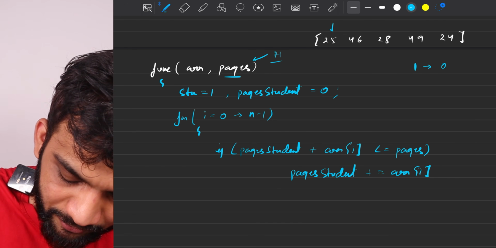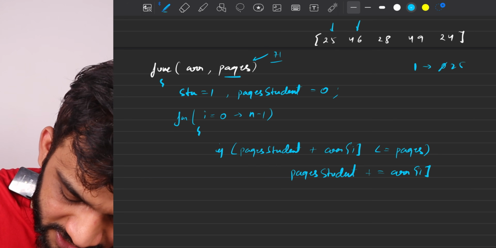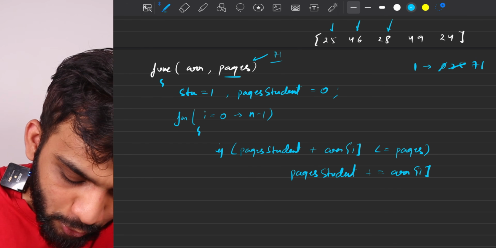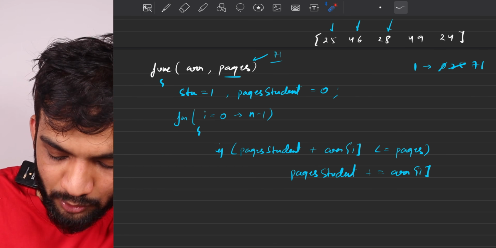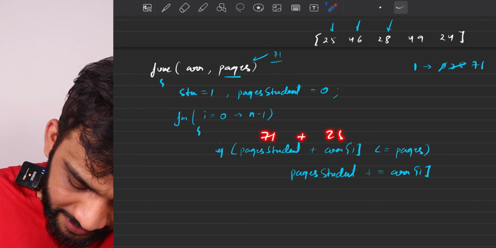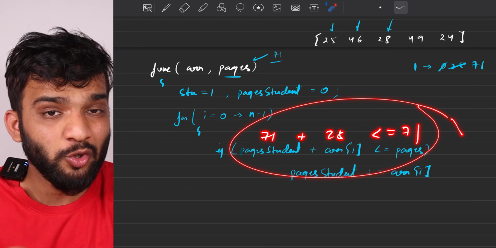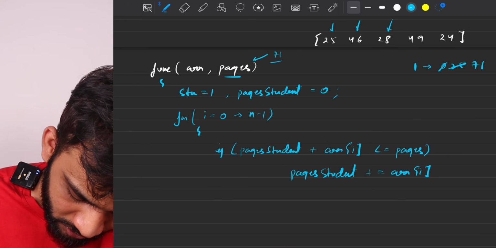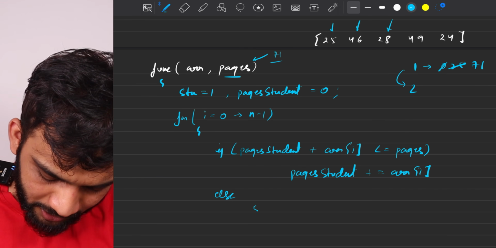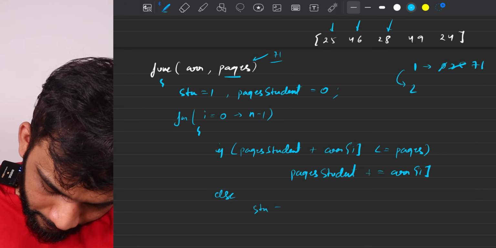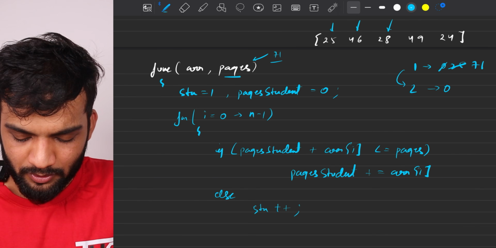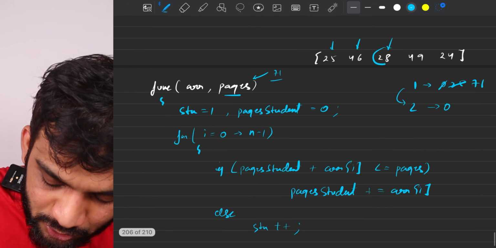So imagine I'm coming at 25, goes to 25, I'm going to 46, goes to 46 and makes it 71. What happens at the next case? When it comes to 28, it says, okay, 71 plus 28 is greater than 71, and he says, no, you cannot hold. And if you cannot hold, this time it will go to the else. It will say, hey, can you go to the next student? He says, okay, maybe I'll just go to the next student, which is like doing a plus plus. I'll go to the next student and make sure that you restart with 0.